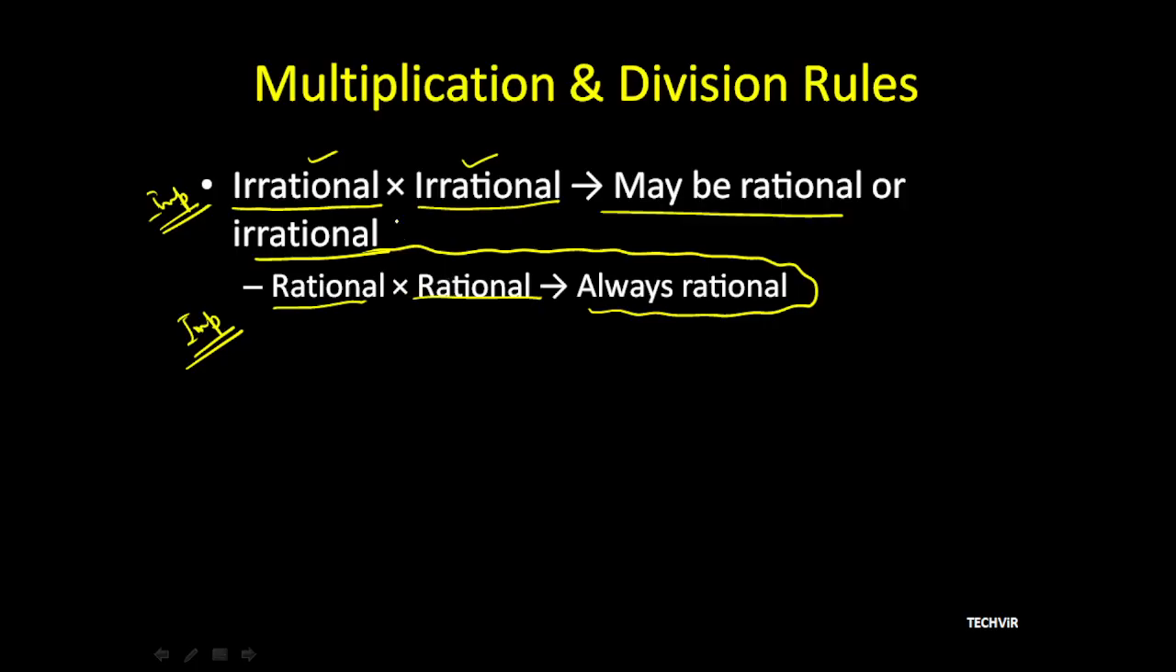See, for example, say I am having the product of root 3 and root 5. Root 3 is an irrational number, root 5 is an irrational number, and the product will give you root 15, that is also an irrational number. But on the other side, if I am multiplying root 5 by root 5, that will give you 5, which is a rational number. So the product of two irrational numbers may be rational or it may be irrational. It depends what values you are taking as irrational numbers.